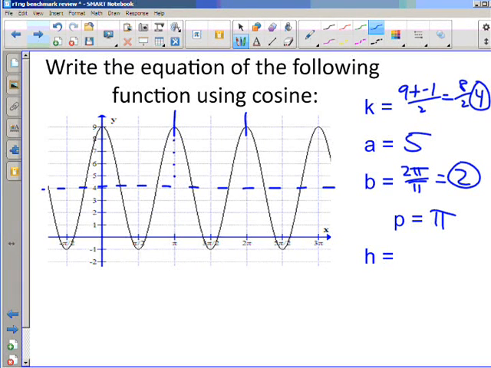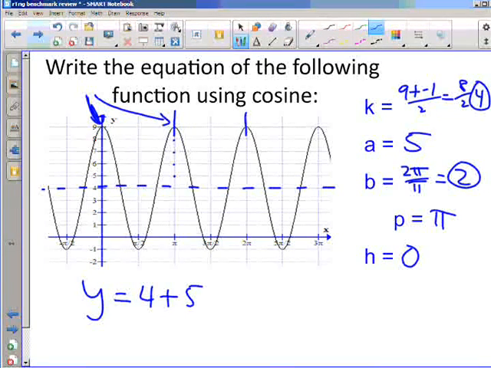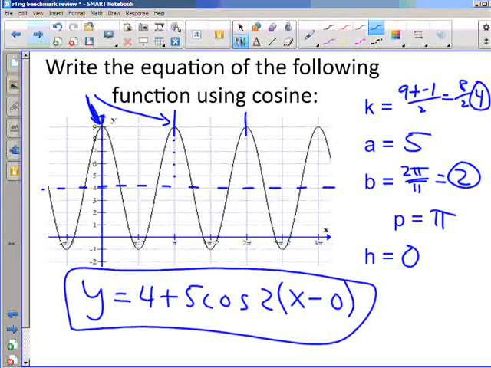And then we're going to use a cosine curve that thankfully starts at 0, or you could say it starts at π or 2π, but we're going to just say 0. And using cosine, we would get y equals the K, 4, plus 5 cosine of our B being 2, times x minus 0, or we just put x there. And that is our equation.